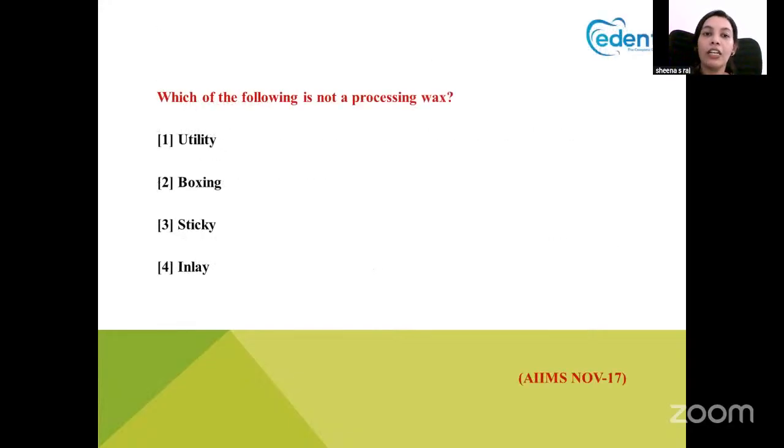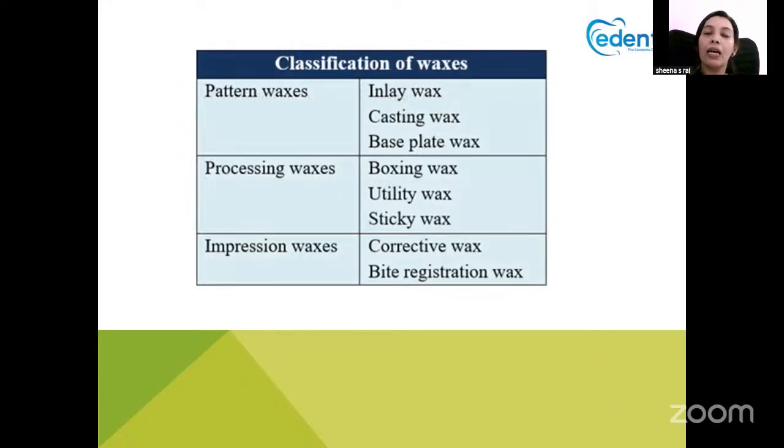Next question, which of the following is not a processing wax? Before answering this question, you need to know about the classification of waxes and the various types of waxes that are present. First, there are pattern wax, processing wax, and impression waxes. Pattern wax contains, you can memorize like CBI: casting wax, base plate wax, inlay wax. So three important things, CBI. Casting wax, base plate wax, and inlay wax.